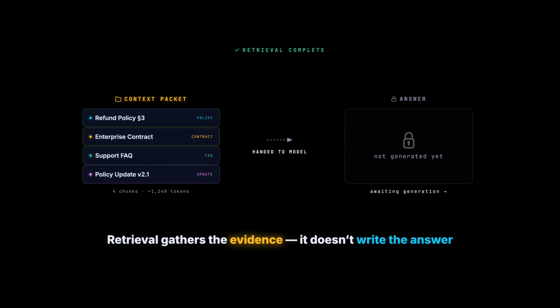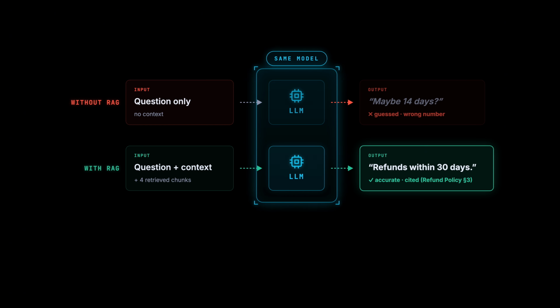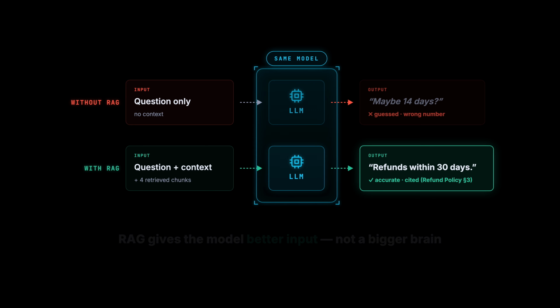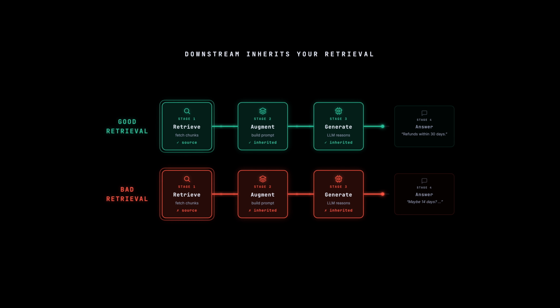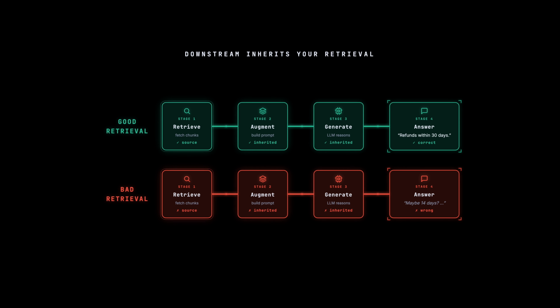This distinction matters. RAG does not make the model smarter, it gives the model better input. And the quality of the final answer depends almost entirely on whether retrieval finds the right information. If the wrong chunks come back, even the most powerful model can only produce a weak answer. Get retrieval wrong and nothing downstream can save you.